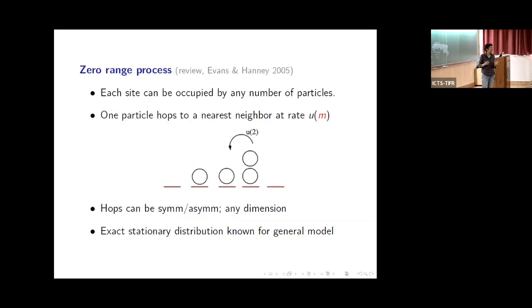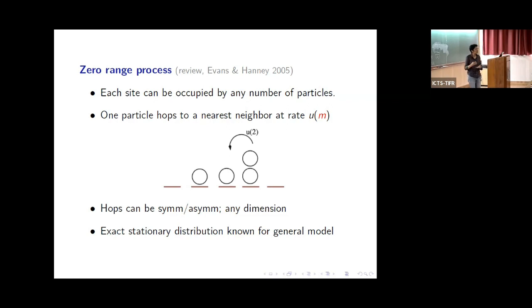Okay, so the second model I want to discuss is a zero range process. In this model, you are thinking of a lattice model in which each site can be occupied by any number of particles, and a particle hops to a nearest neighbor with a rate which can depend upon the number of particles in that box. So that's u(m), m being the mass at that site. The hops can be symmetric, asymmetric, you can think in any dimensions and so on.